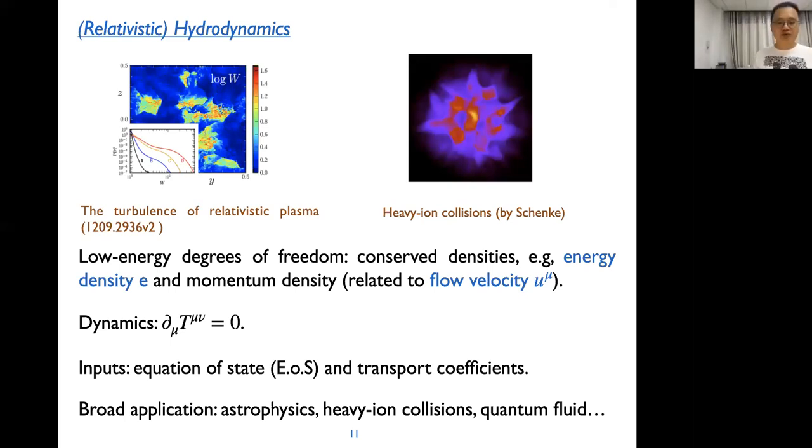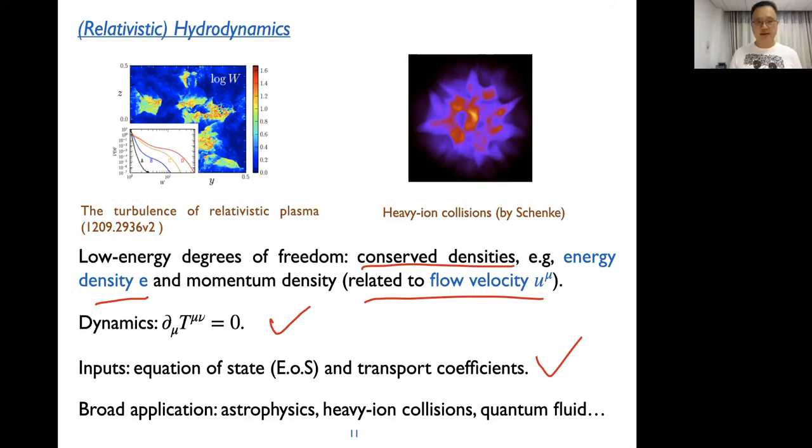And I don't think I need to tell you more about the hydrodynamics. Just to remind you, if you think about hydro as a low energy effective theory, the degrees of freedom are the conserved densities, such as the energy density denoted by E and the momentum densities, which are related to the flow velocities. So what you should do next is just solve the conservation laws. You need to input the equation of state as well as the transport coefficients, and hydrodynamics has very broad applications in astrophysics, in heavy ion collisions, and also tries to describe the quantum fluid.